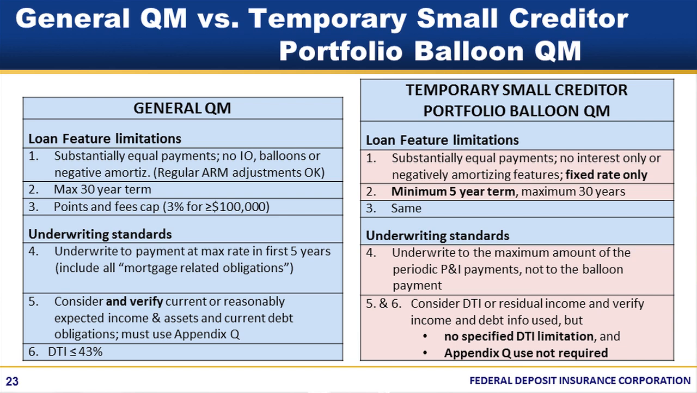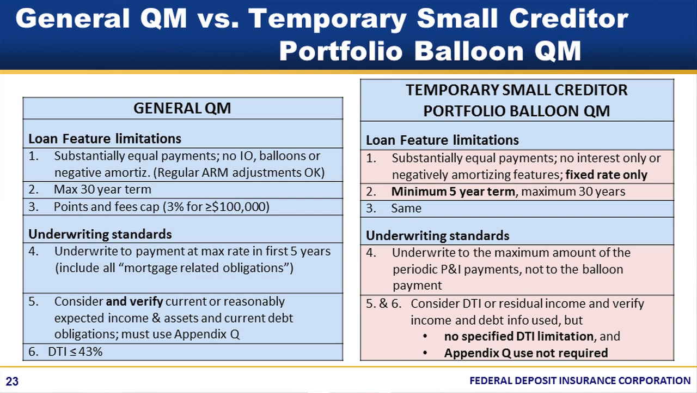There are some limitations on the terms of a balloon payment QM. It cannot have interest-only or negatively amortizing features. There is a minimum 5-year term and a maximum 30-year term. As with other Reg Z QMs, the points and fees limit applies. Additionally, the loan must be a fixed-rate loan. The periodic payments required by the loan must be substantially equal and based on a maximum 30-year amortization period.